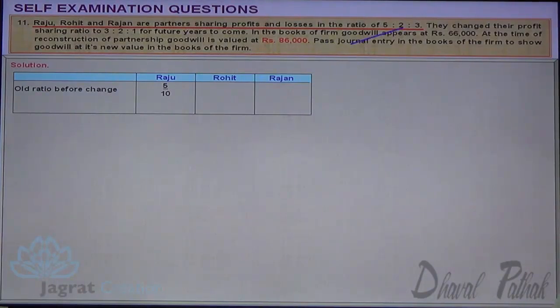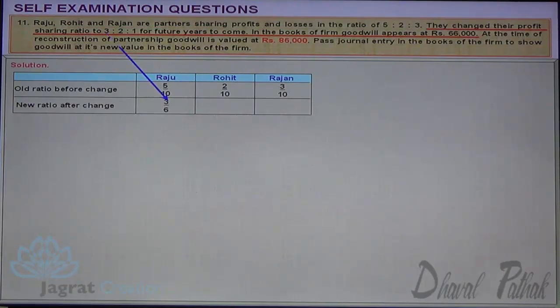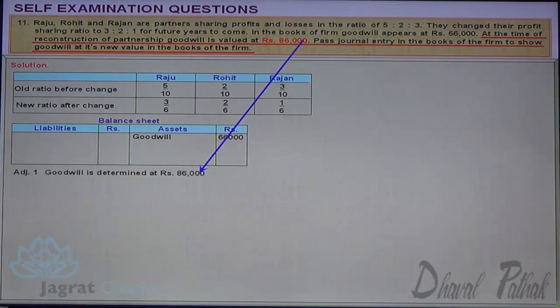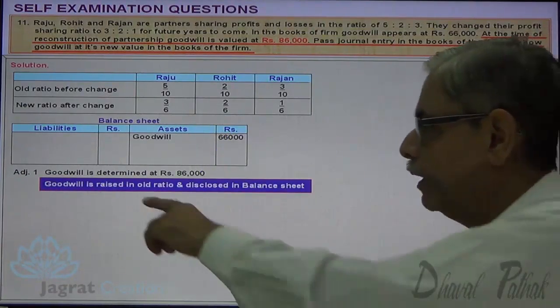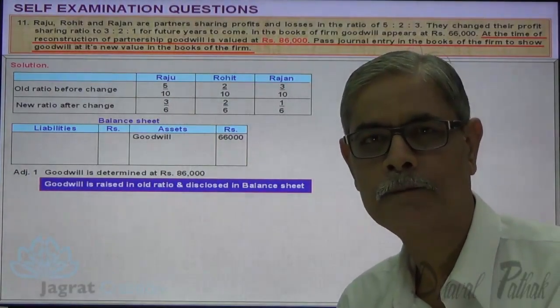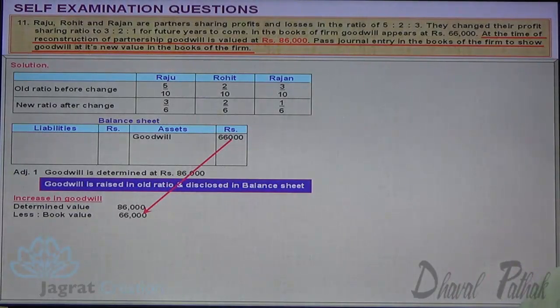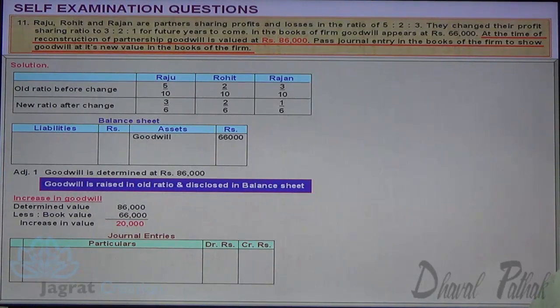Old profit sharing ratio 5:2:3. New profit sharing ratio 3:2:1. Value given in balance sheet for goodwill 66,000. Goodwill determined at a value of 86,000. Goodwill is raised in the old profit sharing ratio. How much is the amount to be raised? Determined value minus book value. So there is an increase in the value of goodwill of 20,000. That will be distributed in the old profit sharing ratio, that is 5:2:3.